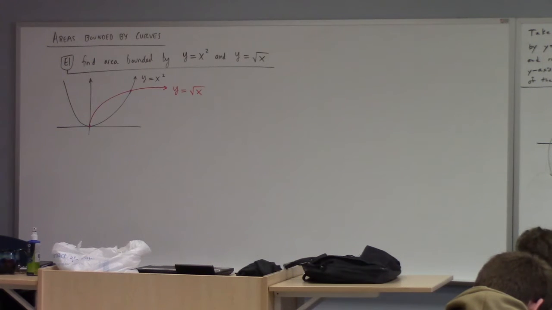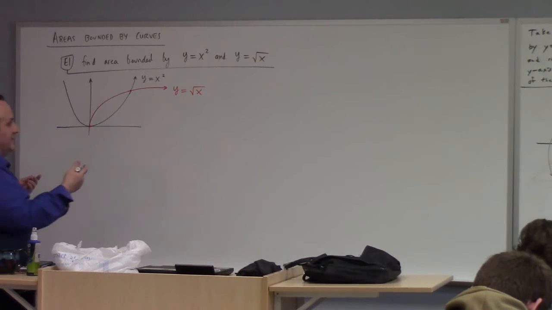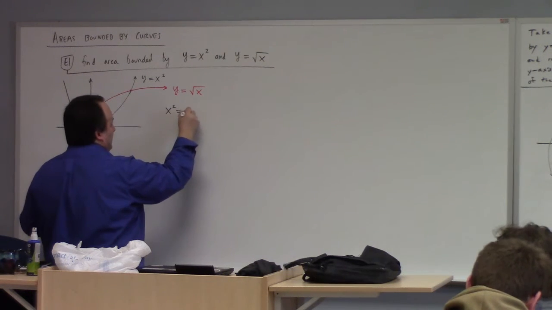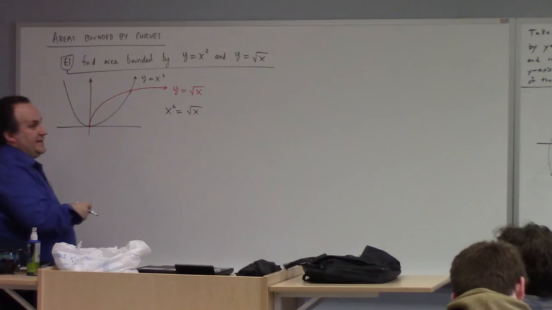In this case, it's kind of obvious. We have y for both, right? So we just set y equal to y. So to find points of intersection, we look at x squared equals the square root of x, right? And now how do you solve that?